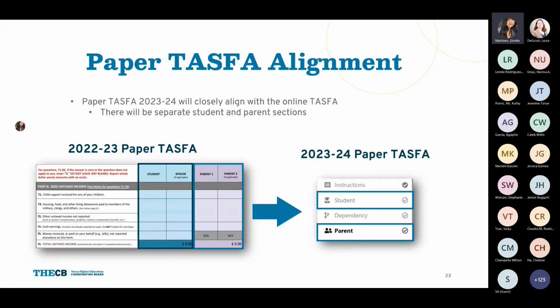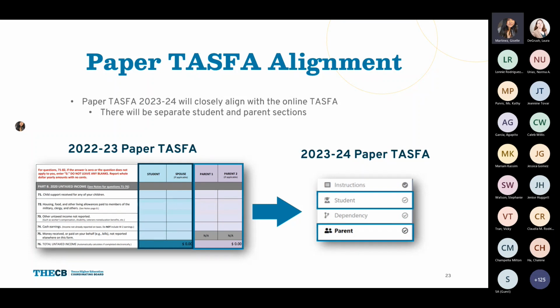Next, we're going to be going over the paper TASFA. Since we have been spending a lot of our time updating stakeholders on the online TASFA, we also thought it would be important to highlight what to expect for the paper TASFA for 23-24. We have a picture of the 22-23 paper TASFA where the parent and the student income sections are side by side. But for the 23-24 paper TASFA, we will have these sections separate.